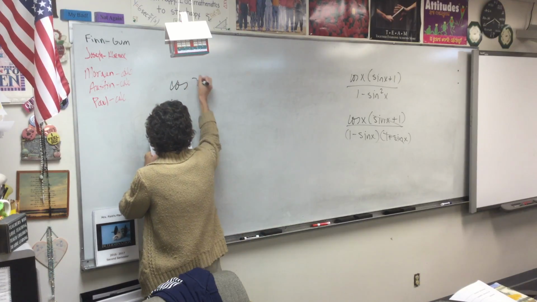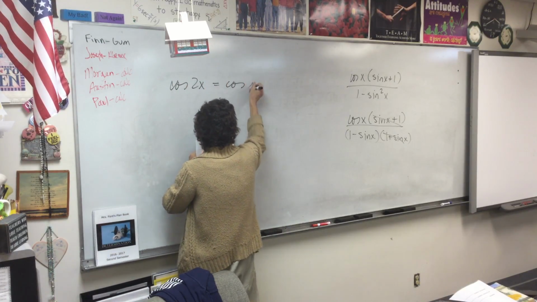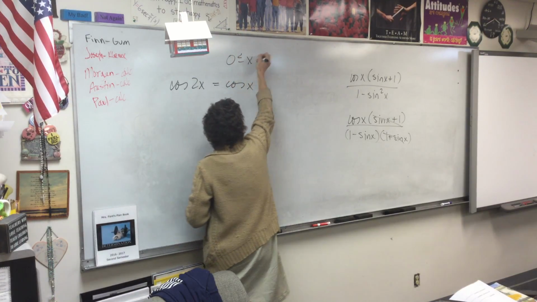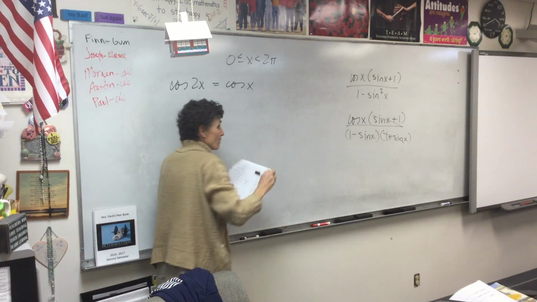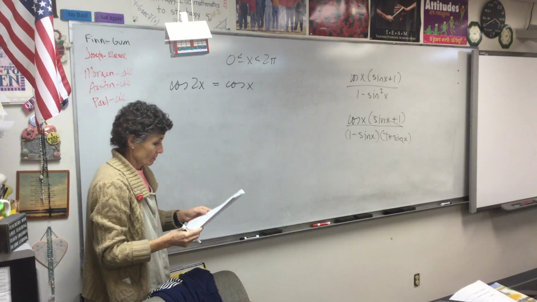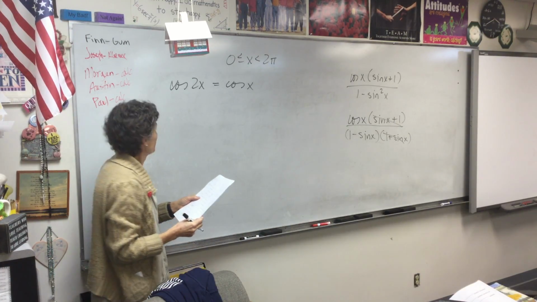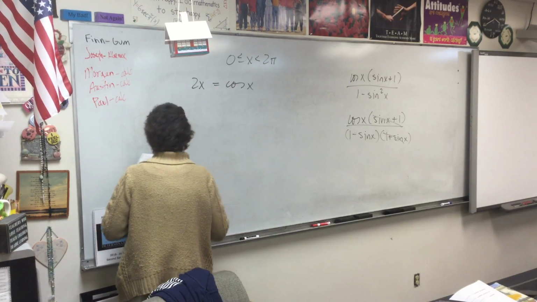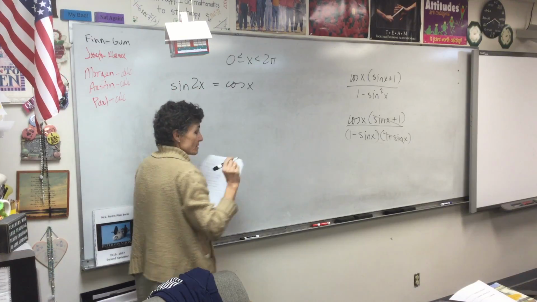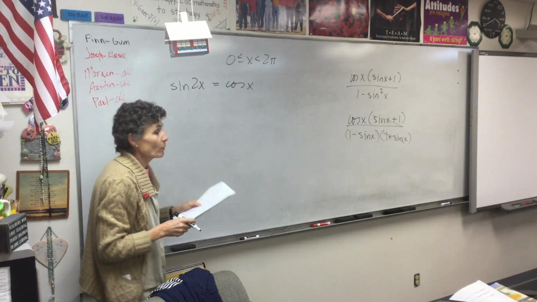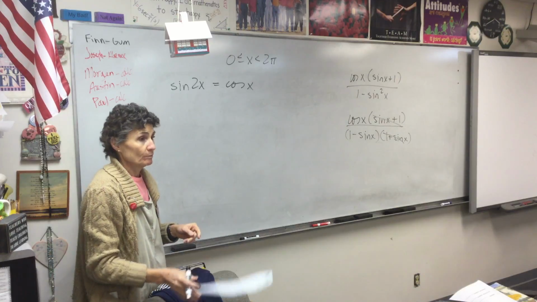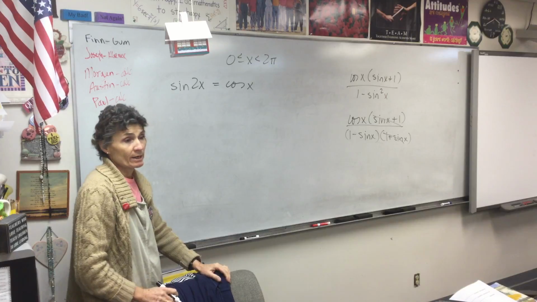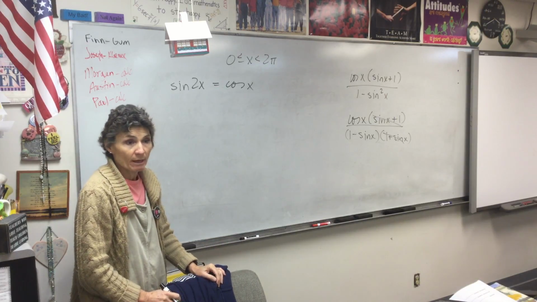So cosine 2x equals cosine x. Now notice the directions. We're going all the way around the circle. Which one is this? It's sine 2x equals cosine x. That'll make a difference in the answers, for sure. So I'm going all the way around the circle, so there could be no answers, 1, 2, 3, or 4 answers, depending on which quadrants we end up in.